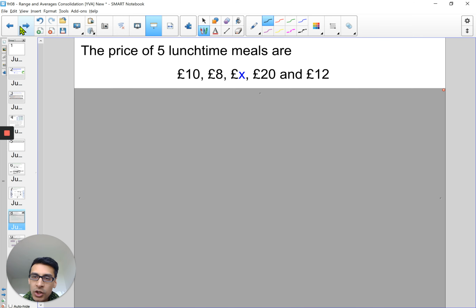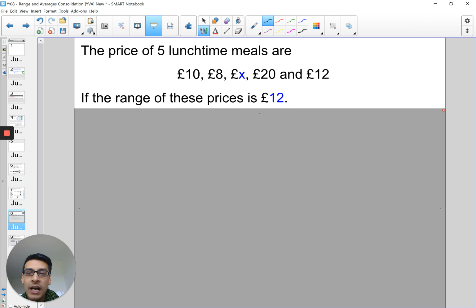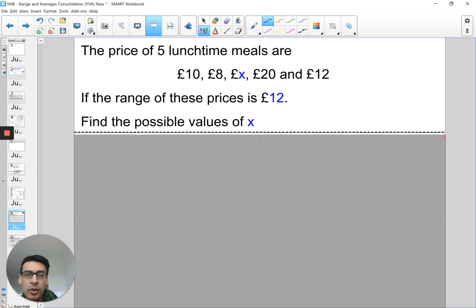So we're going to do two problem-solving questions. So this is question 1, and I've got the price of 5 lunchtime meals that are on offer. So you've got £10, £8, X pounds, £20, and £12. You've been told that if the range of these prices is £12, find the possible value of X. So have a go with this problem-solving question, and then I'm going to go through it with you.